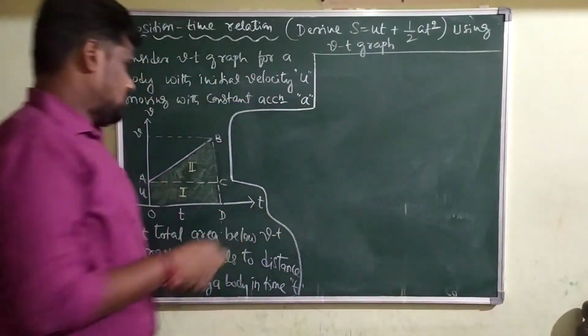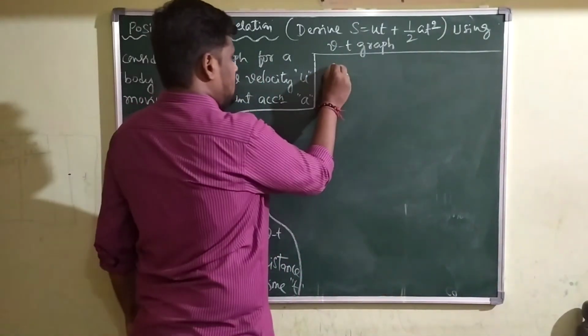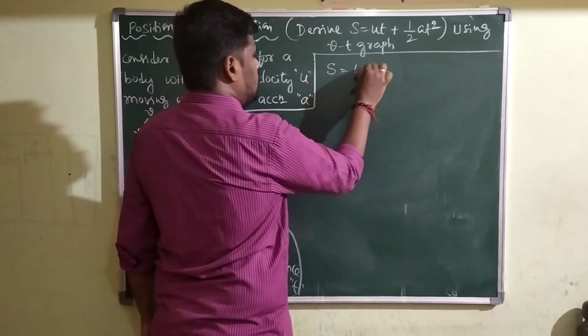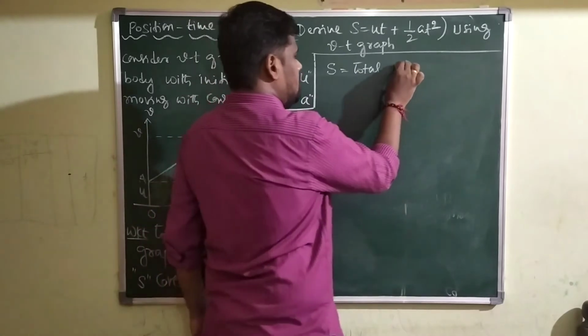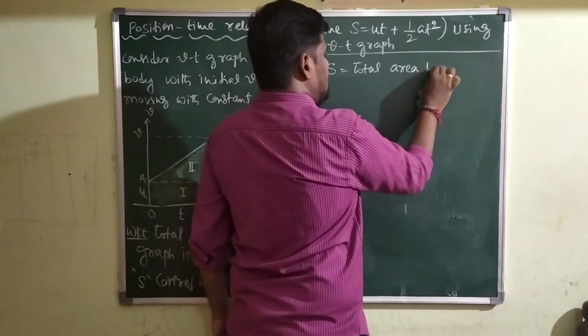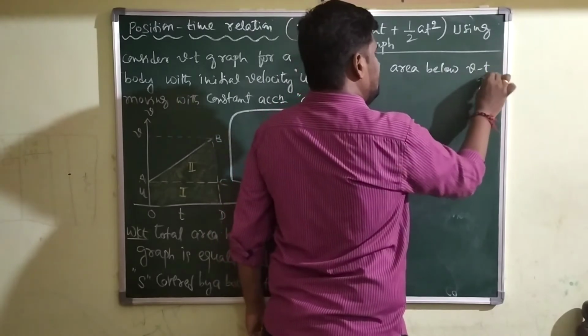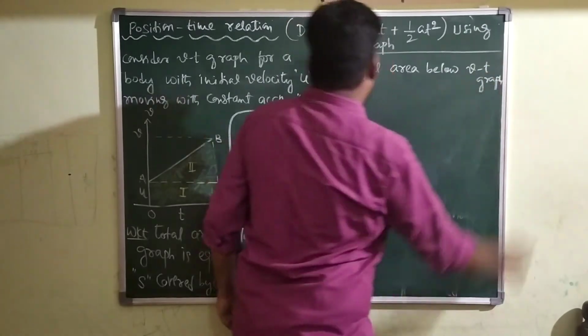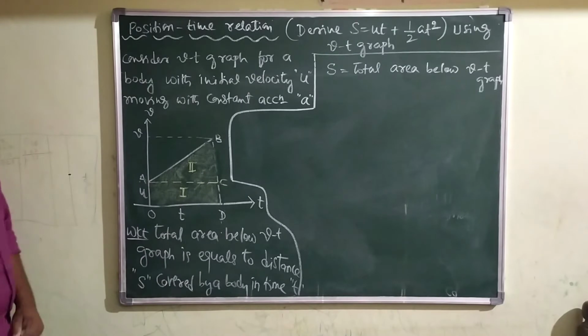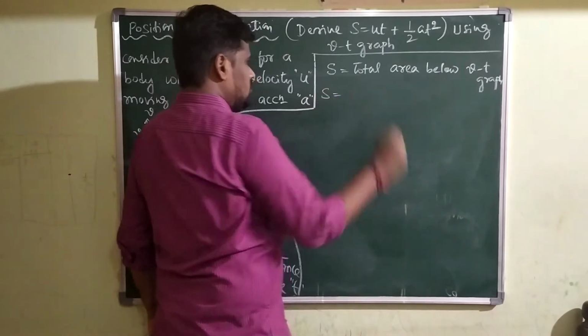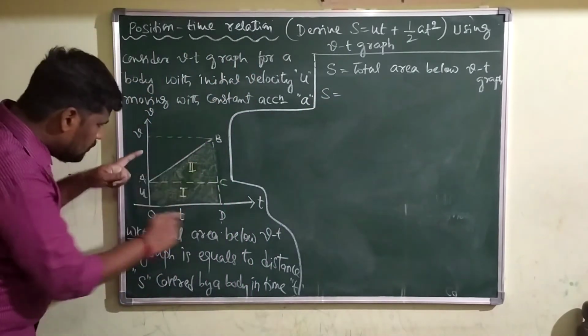Yes, total area. S is equal to what can I write? Total area. Area below which graph? The VT graph. The total area below the VT graph is equal to the distance traveled by a body. Further, S is equal to the total area below the VT graph.